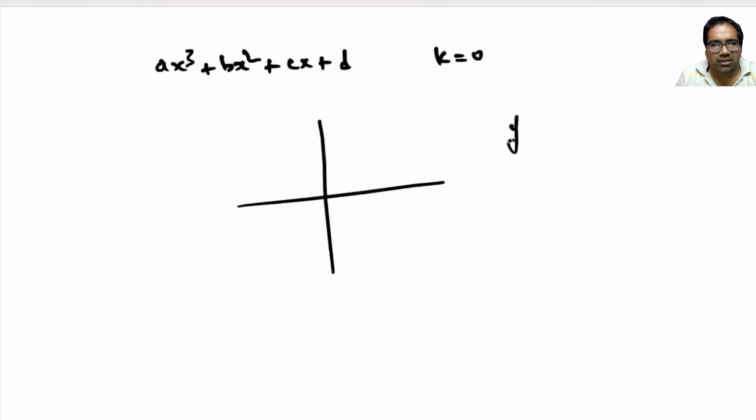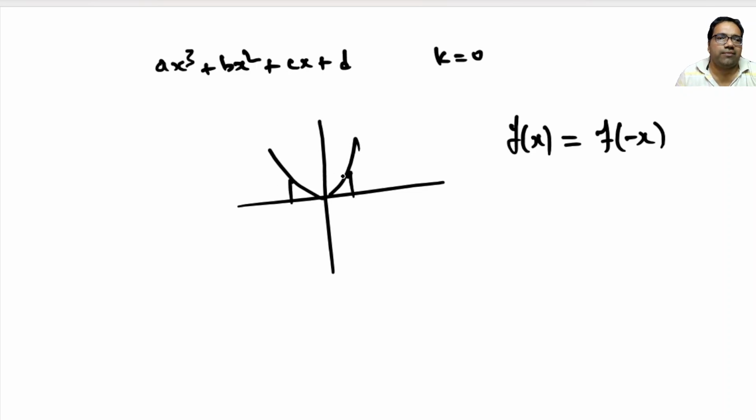Okay, what does that mean? F of x should be equal to f of minus x. Symmetry means that, right? It should be something like this. Whatever value of x is here, minus x also should have the same value. Then only the graph is symmetric. But now, this is a polynomial of degree 3, right? Let's say x is negative. This is clearly f of x not equal to f of minus x, in this case, because there is a degree 3.